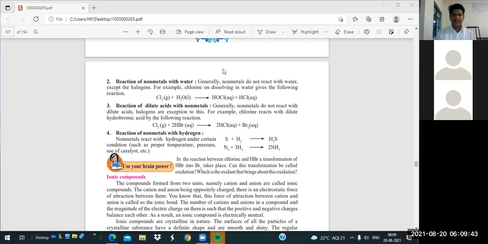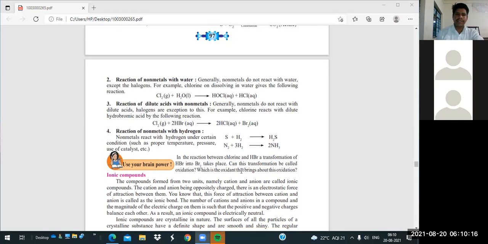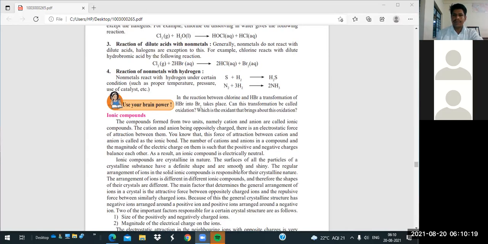Okay. And now we will see this cation and anion being oppositely charged. We know one has a positive charge and another has a negative charge. And when these opposite charges are there, they form an electrostatic force between them. Which force? Electrostatic force between them. And this force of attraction between the ions, the cation and anion, is called an ionic bond.